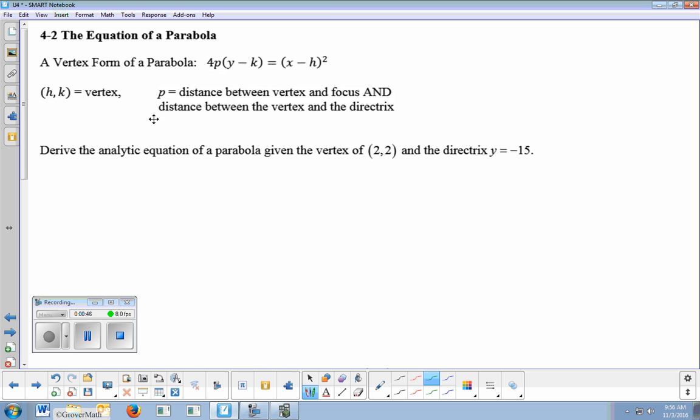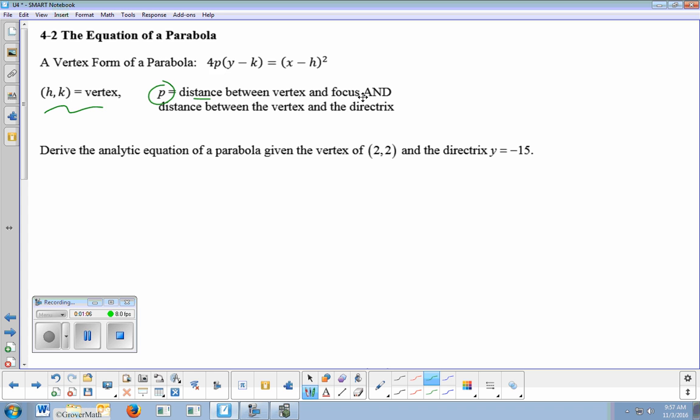So what do we need for this formula to work? You only need two things. You need the coordinate of the vertex. We call that (h, k). h is the x value of the vertex, k is the y value of the vertex. Now we also need p, which is the distance between the vertex and the focus, which is also the same distance between the vertex and the directrix.